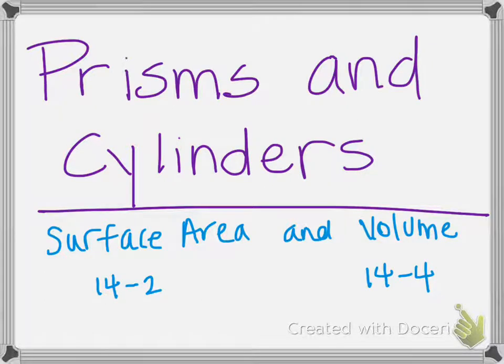Welcome everyone. Today's lesson is on prisms and cylinders. We're going to first cover surface area, which in your Pearson Texas Geometry textbook is topic 14 section 2. And then we're also going to go into volume while we're here talking about prisms and cylinders, and that's topic 14 section 4. Don't worry about section 3. We're going to cover that with section 5 when we go over pyramids and cones.